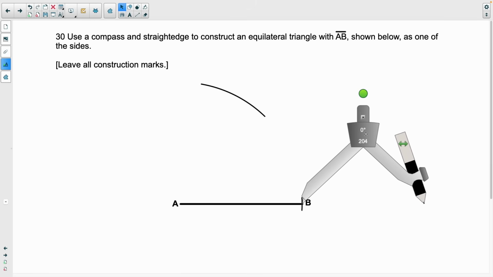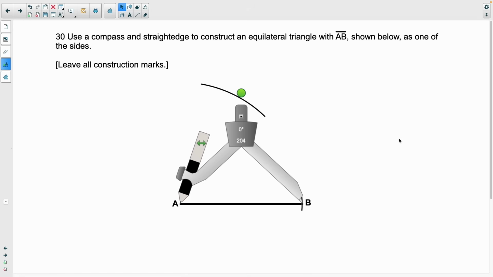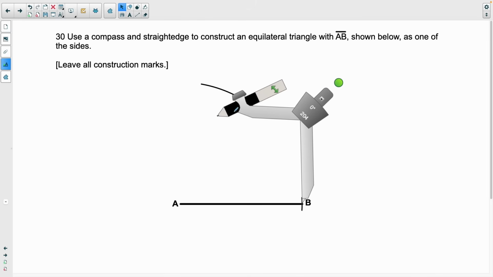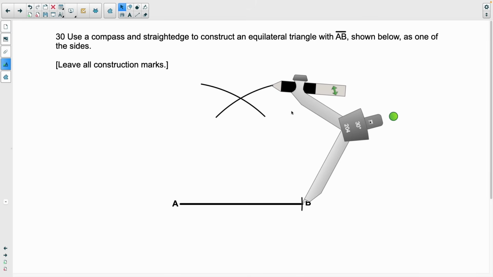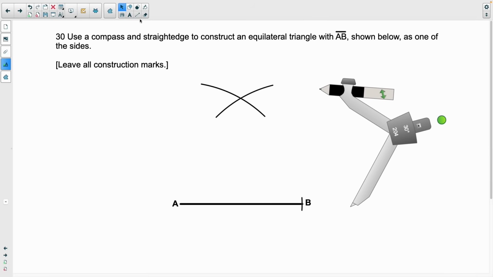And I place this over here at the other end at point B. And now I swing the arc above like this. And notice that we have a point of intersection. And this tells us where the third point of our triangle is. And now all I have to do is just connect that point over here to A. And I connect that point also over here. So I'm just going to draw in like this over here at point B. And this triangle over here would be equilateral.